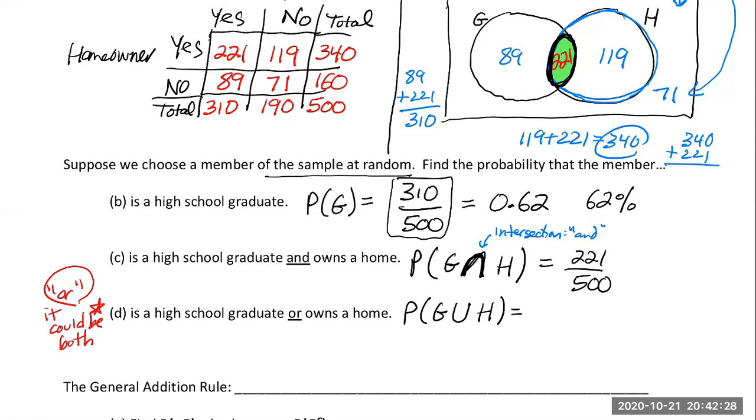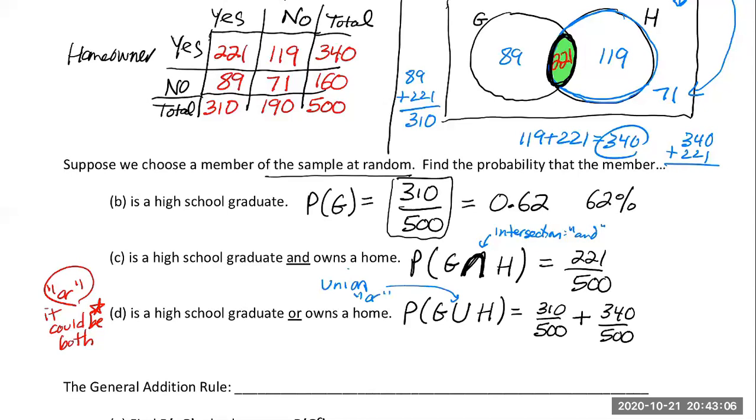But to answer this, probability high school graduate or owns a home. Well, let's see. The graduate would be, there are 310 out of 500 who are graduates. Or is addition, I should write that on here. That is a union sign, and it is an or. Plus homeowners, there were 340 homeowners out of 500.